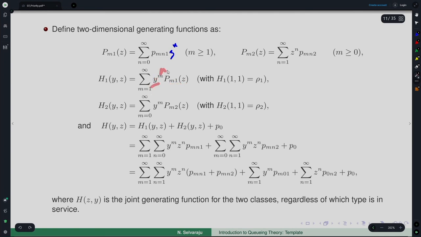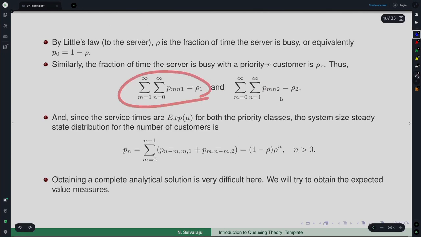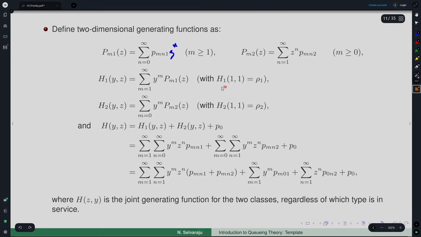Put another index y to the power m for this index as well, for m equal to 1 to infinity, and call this h1 of y, z. Now, h1 of 1, 1 will give you rho 1 as per our observation. When you put both z and y as 1, it will give you rho 1, and h2 is basically with respect to priority 2.